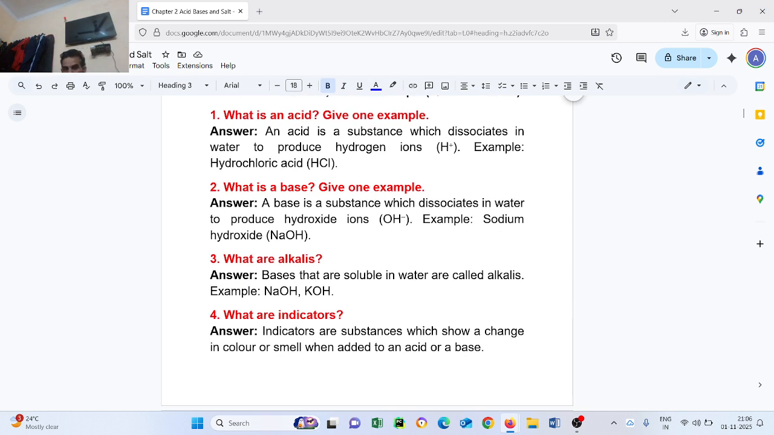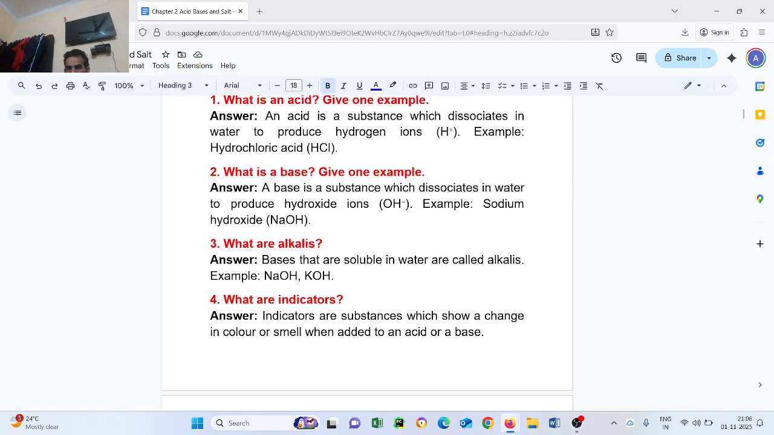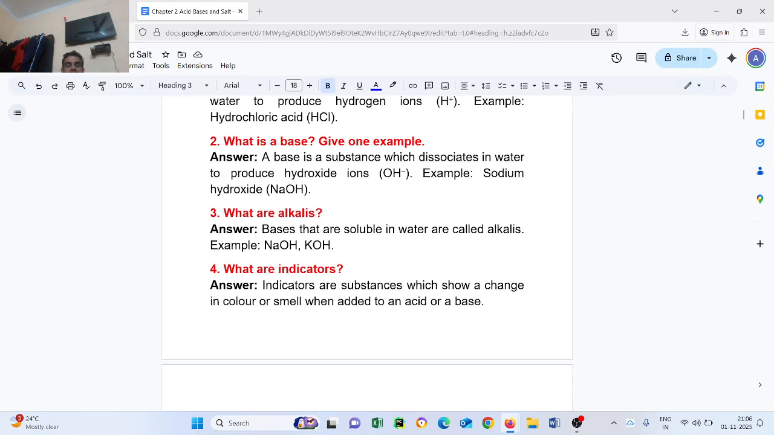Question number 4. What are indicators? Indicators are substances which show a change in color or smell when added to an acid or base.